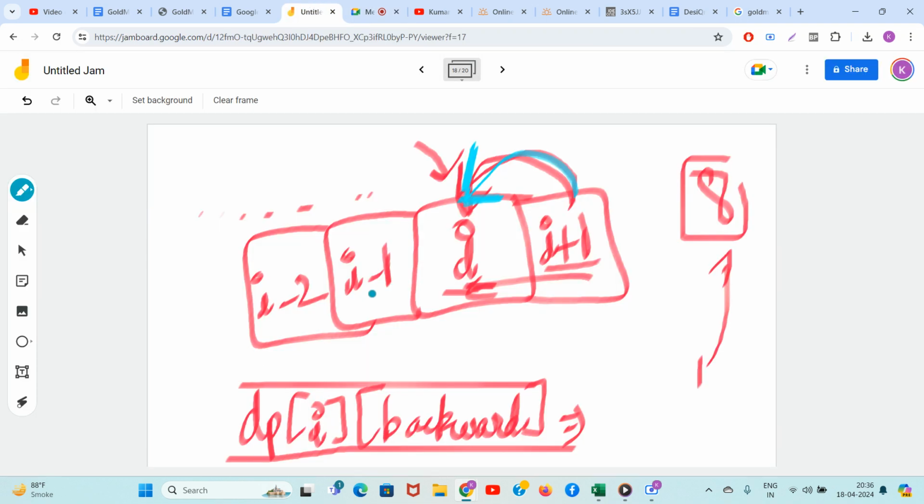The only way possible is you jump from I minus 1 to I plus 1. Can you see the circle? If DP of I backward means you are going from I plus 1 to I, the best answer for that. But you can reach I plus 1 only if you are jumping from I minus 1 to that. It means what, guys? It means if you know the best answer till I minus 1, your job is done. Your job is done, actually.